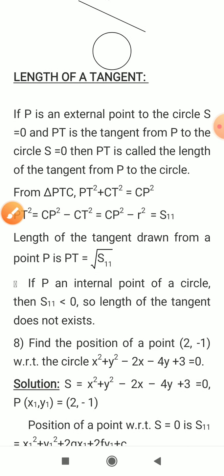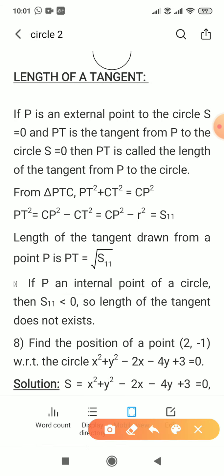For that, length of the tangent drawn from the point P is PT. Square root on both sides, we have PT is equal to root S11. So to find the length of the tangent, PT is equal to root S11 is the length of the tangent drawn from a point to the circle.